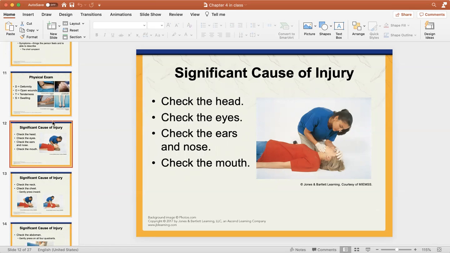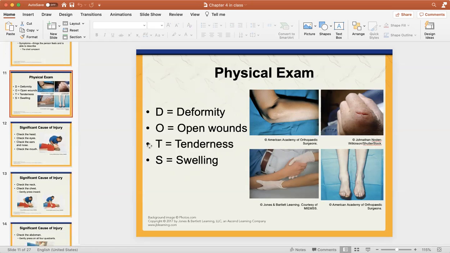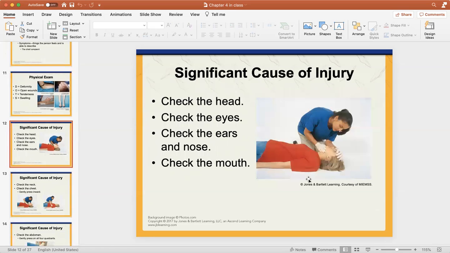Okay, so you are going to go back to this DOTS acronym here, and you're going to look for deformities, open wounds, tenderness, swelling. So you're going to be looking at the head first. When we do a body scan, we're always going to start at the head and move to the toes. Okay, so always starting at the head. Then we're going to check the eyes.